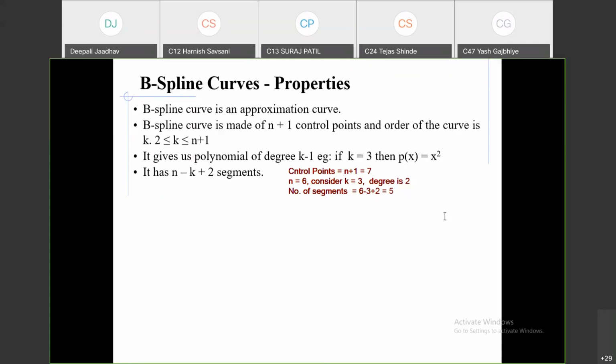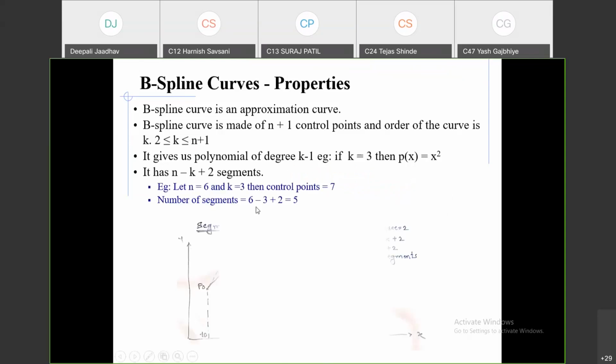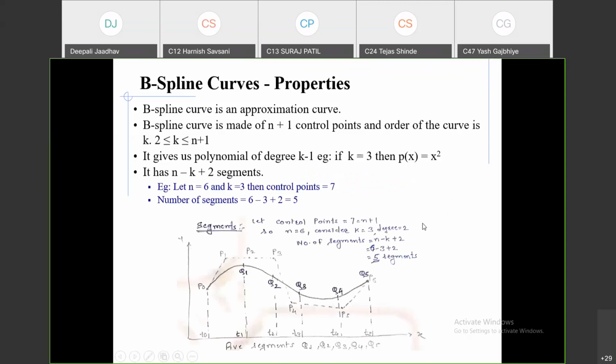The B-spline curve is divided into segments. So how to identify the number of segments? The simple formula is n minus k plus 2. So if we consider there are 7 control points, and we consider k is equal to 3, then there are 5 segments, shown here in this diagram. This diagram we are going to discuss in detail afterwards. Now, what these segments are, you can observe here. This is the first segment, Q1, Q2, Q3, Q4, and Q5. So Q1 to Q5, these are the 5 segments.